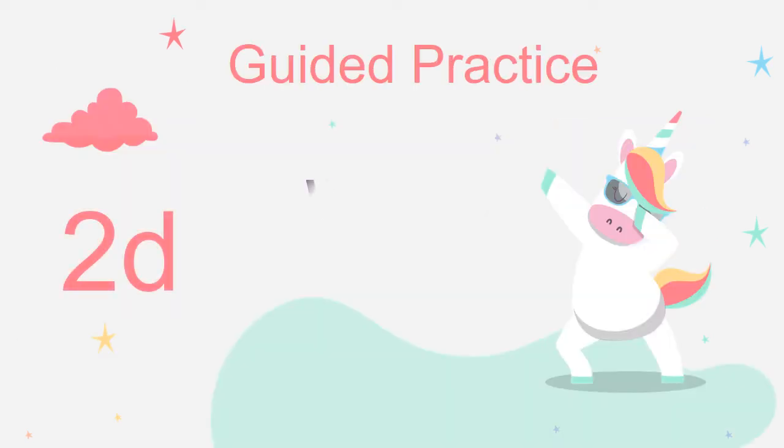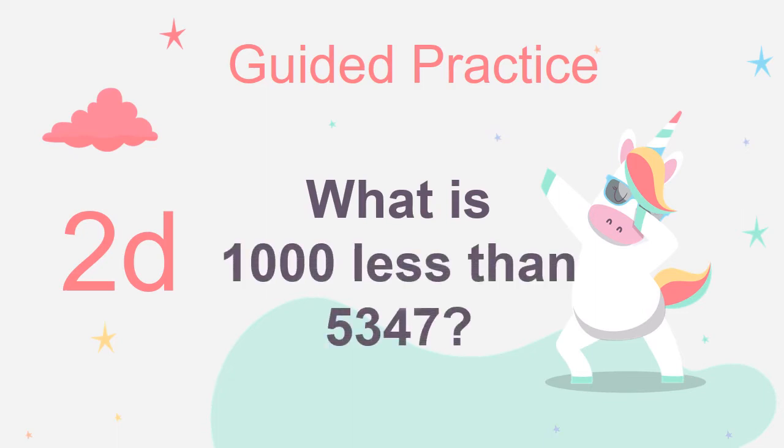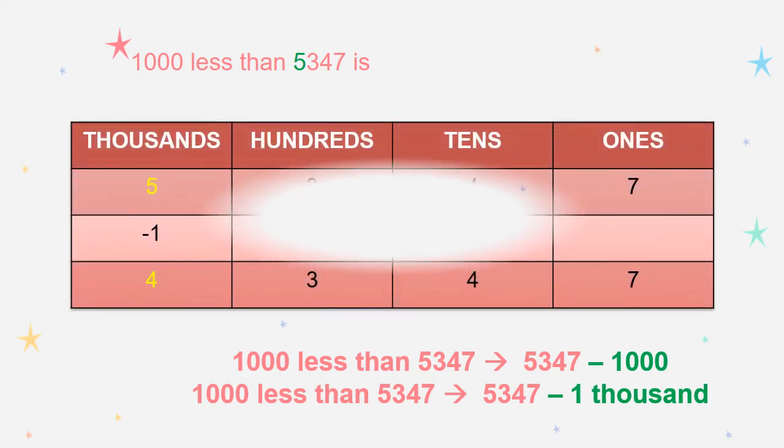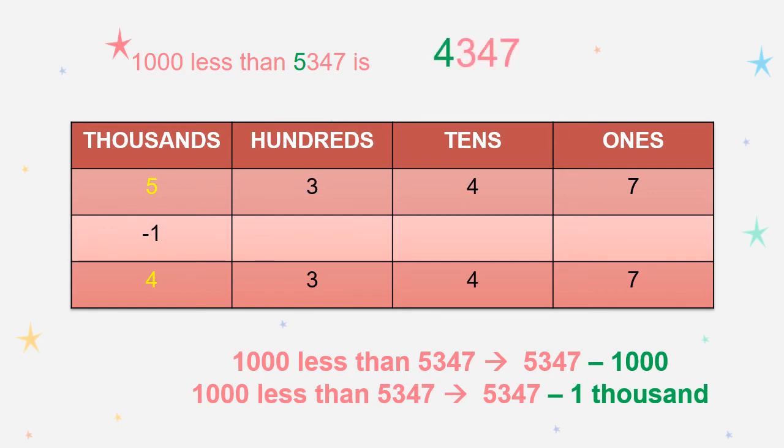2D. What is 1,000 less than 5,347? Okay. So we must minus 1,000, right? So you just minus 1 at the thousands place. This is the question. Minus 1,000. So minus 1 at the thousands place. 5 minus 1 becomes 4. So the answer is 4,347.